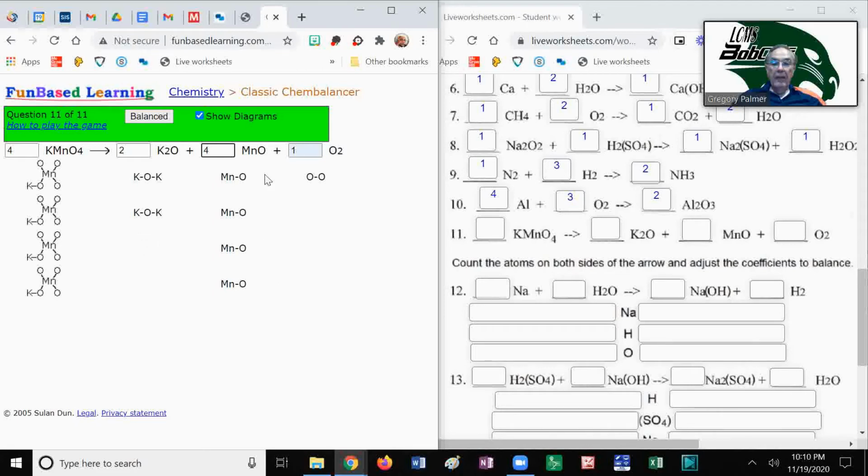So I need to get to 14. So I think make this an 8. That should be good. 2, 4, 6, 8, 10. Make this a 4. 2, 4, 6, 8, 9, 10, 11, 12, 13, 14, 15, 16. So I have 10, 11, 12, 13, 14, 15, 16.